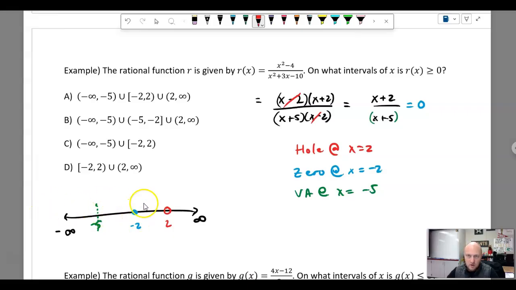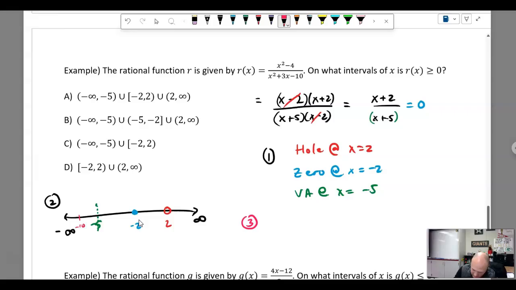We can expect a change when we cross the zero, unless I have multiplicity, which I don't. And then at a hole, it's unlikely to change, unless that hole was also a zero, unless that factor survived in the numerator. Likely that won't cross, okay? But we're going to go ahead and we're going to test, right? So this is step 1. Find these key features. Step 2, place them on a number line. Step 3, we're going to go ahead and test.